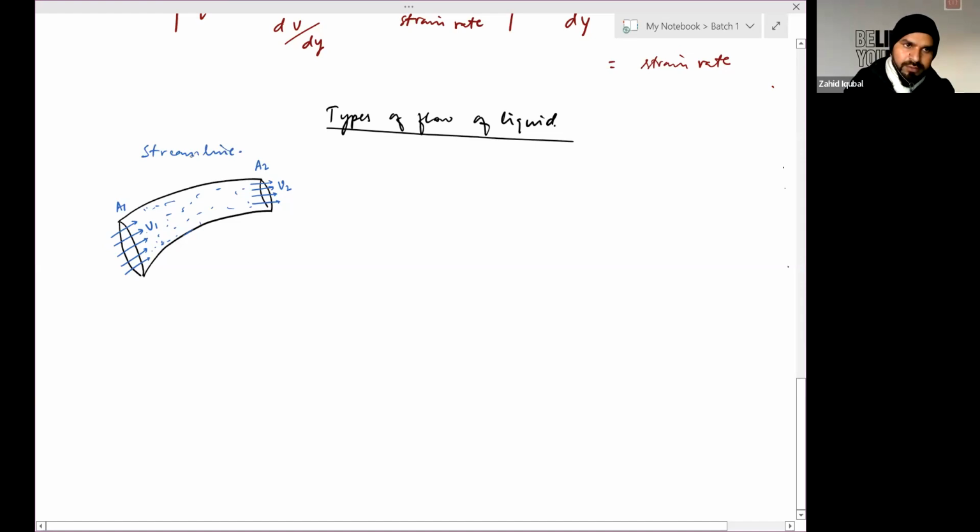For liquid to flow in this manner, there will be some limitations. First, liquid should be non-viscous. It should be incompressible, and it should be irrotational.